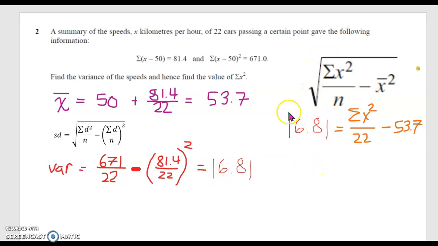So 16.81, that's what we got in the previous problem for the variance of the data set, and we can set that equal to the formula for variance of the entire data set. And notice what it asks us to do. The sum of x squared, we don't have that. The n, we do have that. The mean squared, I calculated mean to start the problem, although you can tell I forgot to square it. So all I'm going to do is square 53.7.